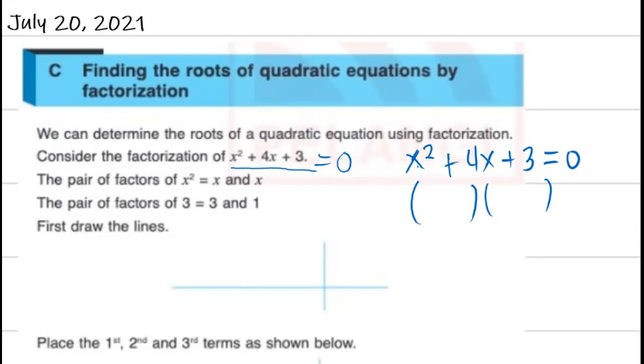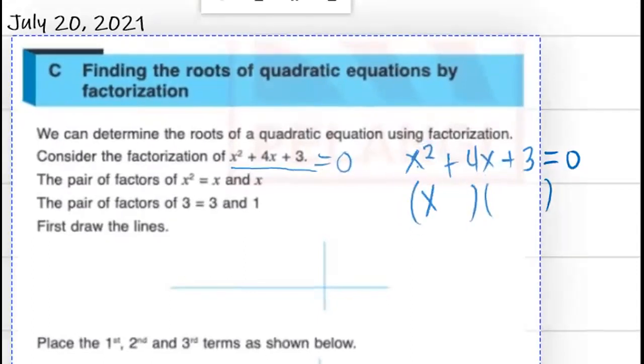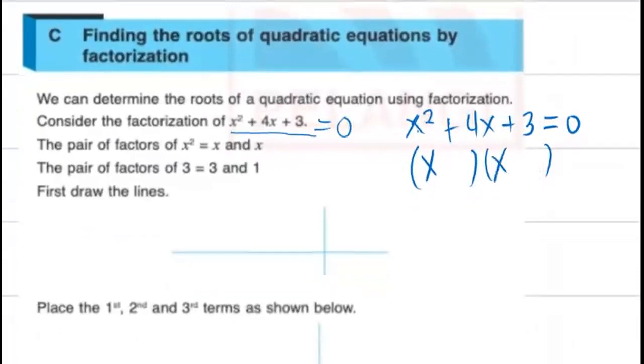Basically, what we do is we factor the first term, x squared. The factor of x squared is x times x, right? And the factors of 3 that, when you add them, the answer is 4. So 3 times 1 or 1 times 3, both are okay. And it's going to be positive 4, so both of them are positive because the product is also positive. So plus 3 and plus 1 is equal to 0. As simple as that.